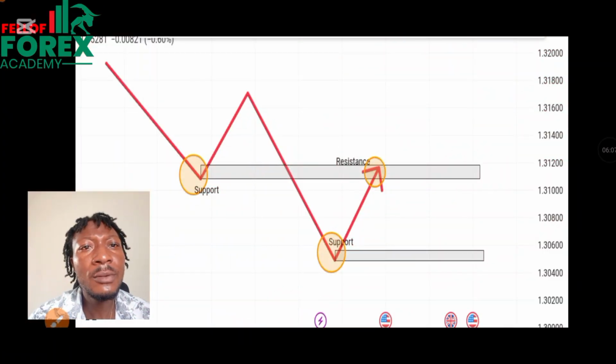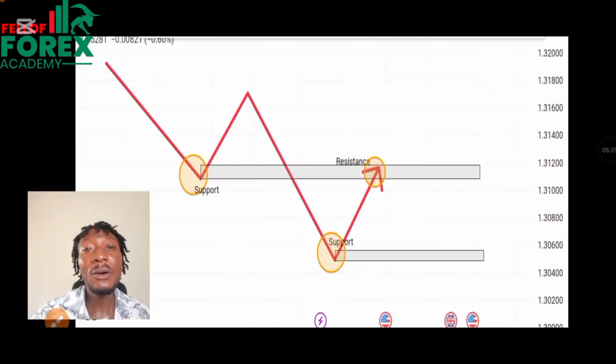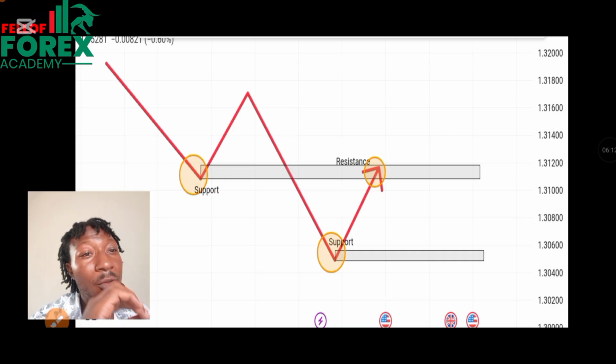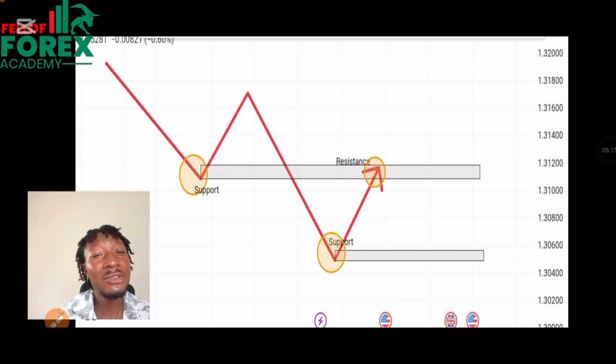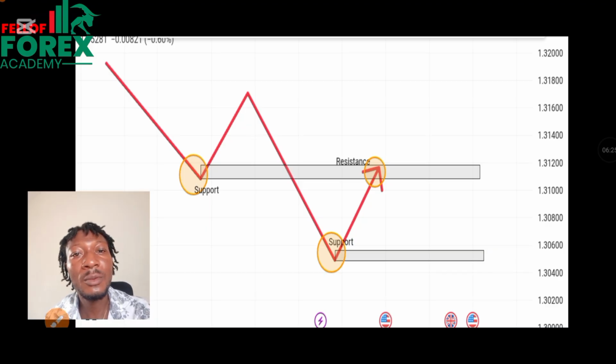Let's get back into the video. So after practicing all this, get your pen and your paper, and write down your trading plan. Do not be confused. So you understand that when price is below a resistance zone in a downtrend, that's when you get your sell opportunities.